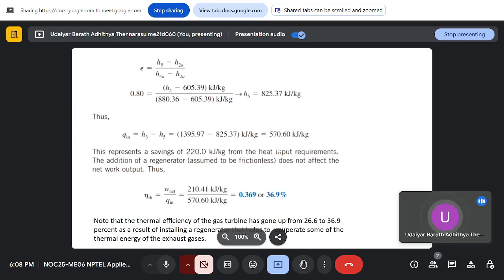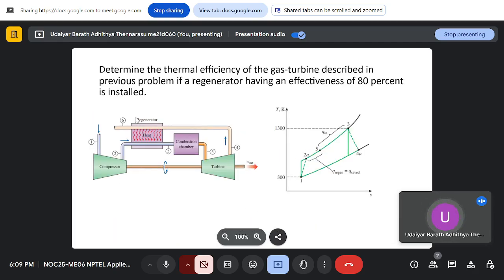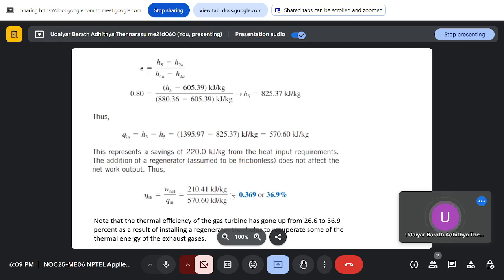So in the previous case, when regenerator was not used, the thermal efficiency was 26.6%, but if you see, using a regenerator has increased the thermal efficiency from 26.6% to 36.9%. So there's a 10% increase in the thermal efficiency because of the regenerator. But this also comes at a cost, that it has to be invested in the regenerator. So the increase is a capital cost. That's the difference between the both, but you get an increase in efficiency.